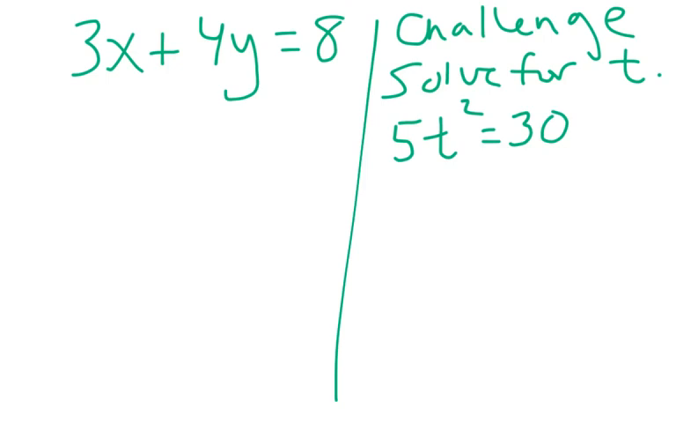Okay, so on the one on the left, I want you to solve for y. I didn't write what to solve for, so I want you to solve for y. Again, that's the most common thing that you would want to do with this. If that's easy for you, then I want you to try this one as a little bit of an extra challenge, stepping into some stuff that we haven't covered yet. 5t squared equals 30, and I want you to solve for t, not t squared. Solve for t.